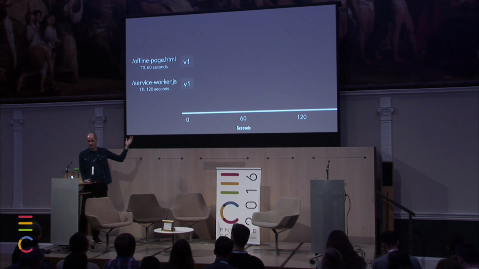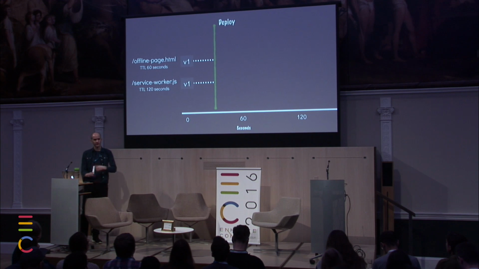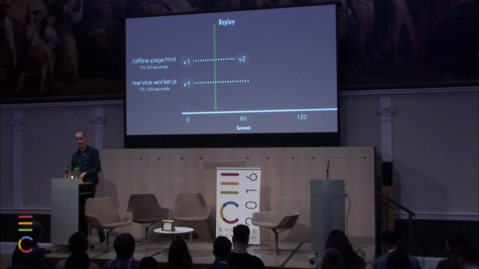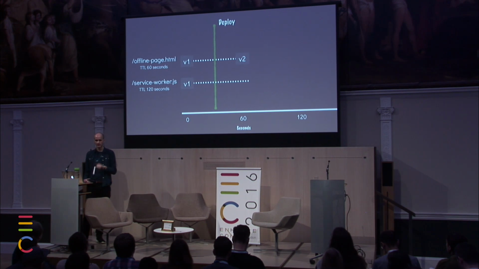So currently we have version 1 of each asset. At some point in time, we deploy, which means that there's actually a new version of those assets available. But the CDN still has version 1 cached. Until it expires, it will still have version 1 cached. So the offline page, after 60 seconds, it expires, and we get the new version. But the CDN still has the old service worker cached because you have this interleaving of cached items.